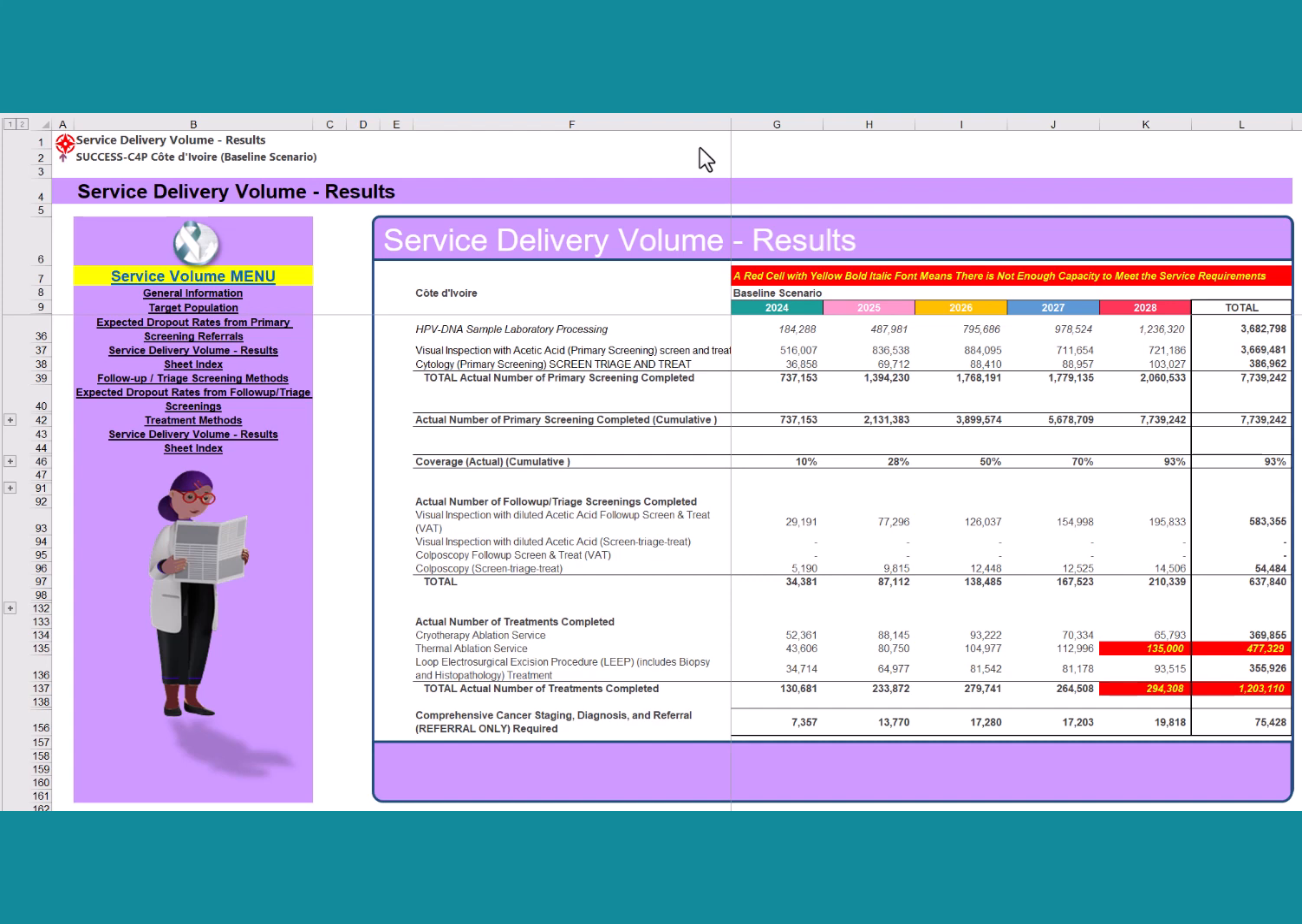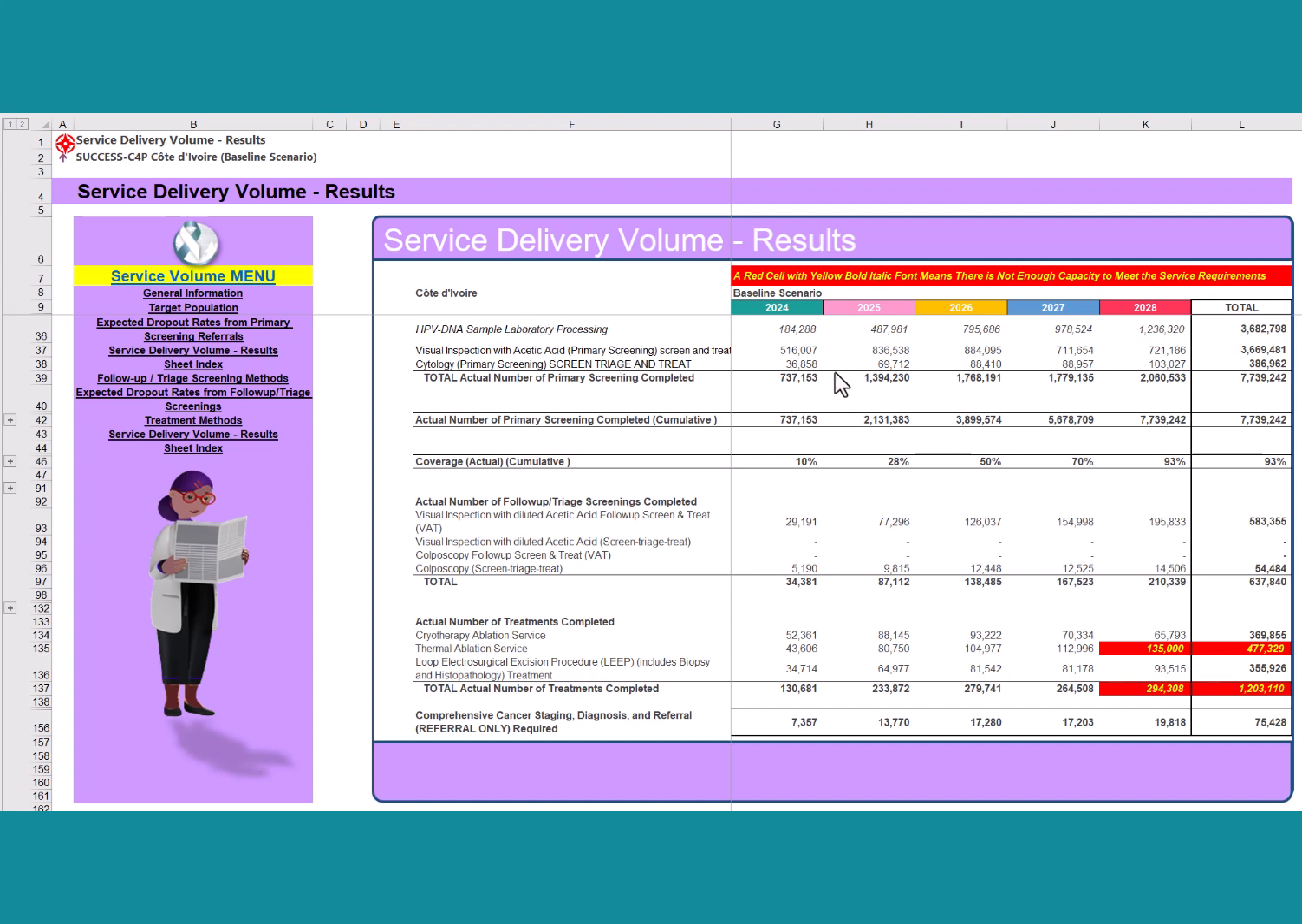This is the Service Delivery Volume Results Worksheet of the C4P Success Tool. As you can see, it's providing you information that you need to be able to cost out your service delivery activities. The first thing you'll see is the total actual number of primary screenings that have been completed over each year. And you'll see that that adds up here to this number.